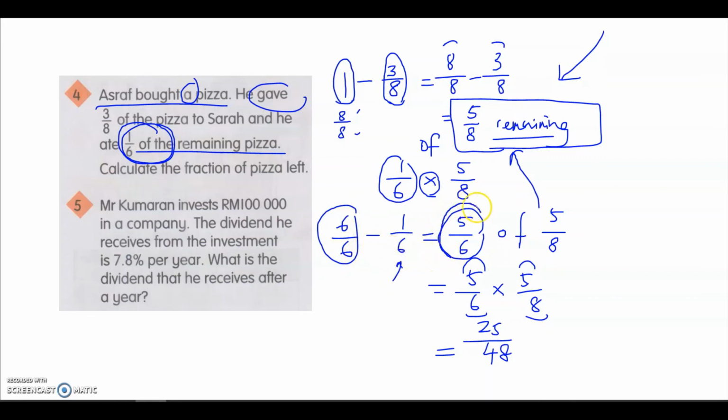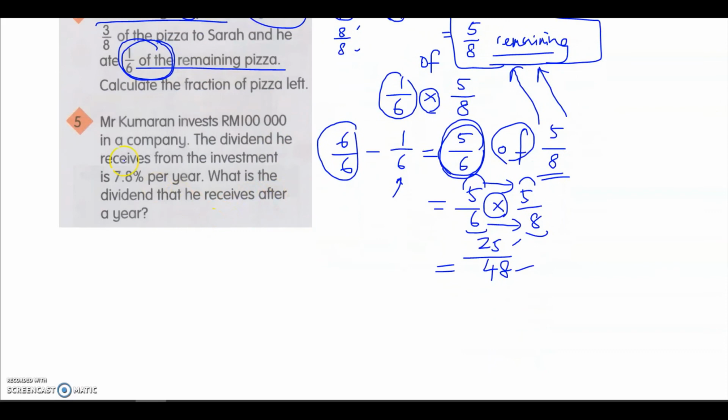So the balance is 5 over 6. Now this 5 over 6 of the remaining pizza. So the remaining pizza is 5 over 8. The word of here is times. So 5 over 6 times 5 over 8. 5 times 5, 25. 6 times 8, 48.